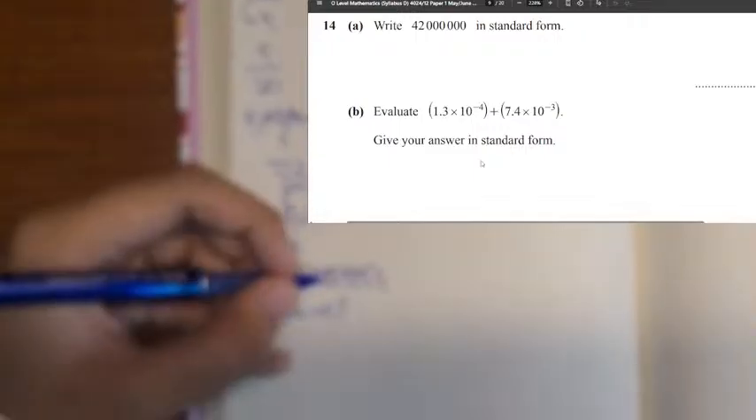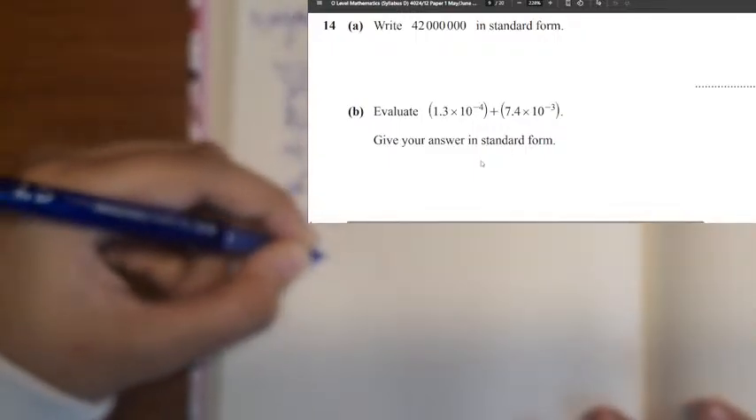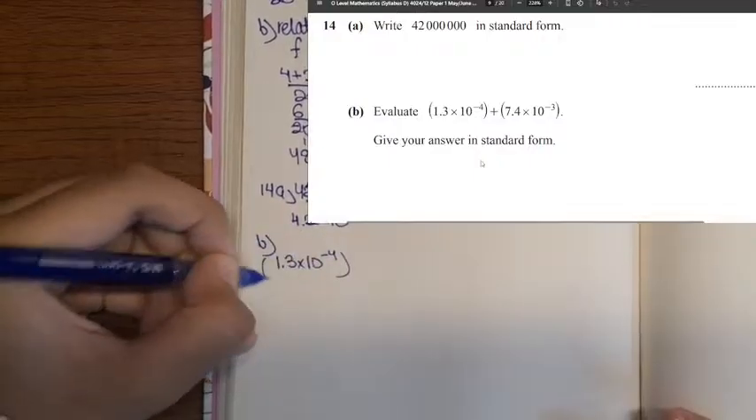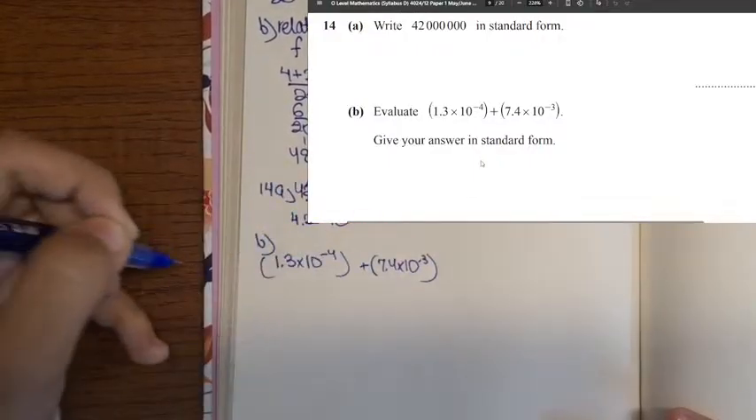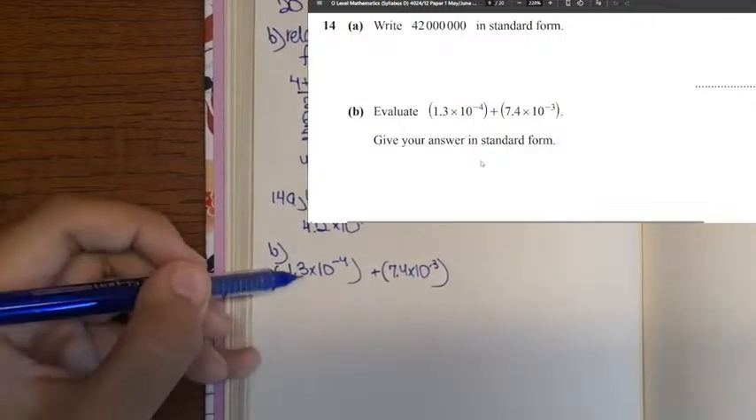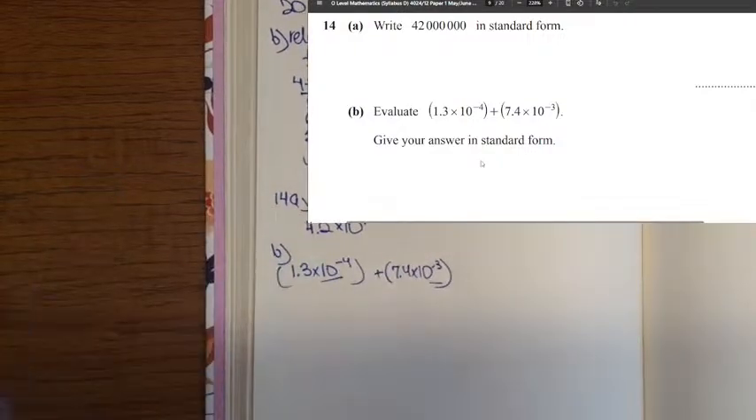So let's move on now. The next question that we're given is a simple addition sum and we need to evaluate it in standard form. It's 1.3 times 10 to the power minus 4 plus 7.4 times 10 to the power minus 3. So the simpler way to do this is that we can basically make the powers of 10 the same, and then we can bring that out in common and then basically subtract or add.